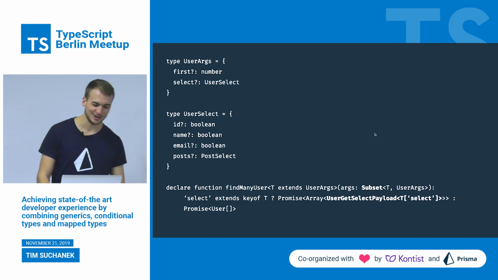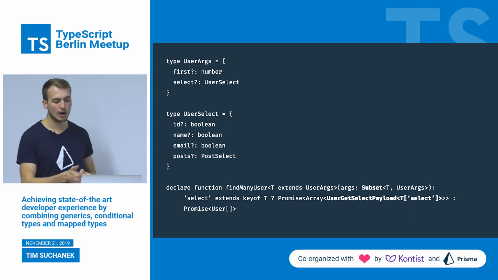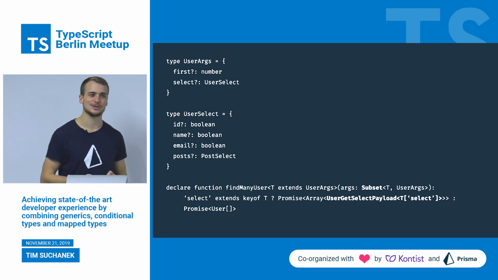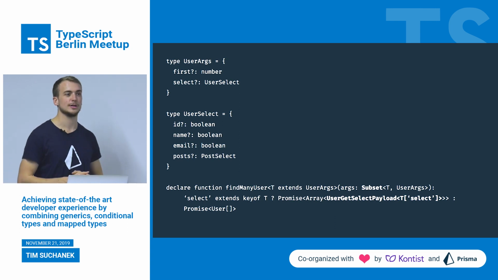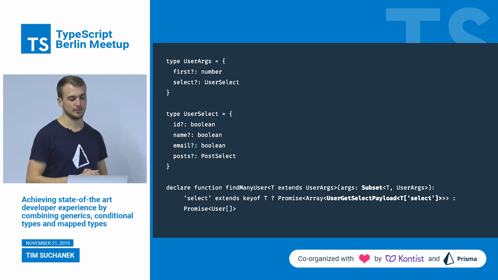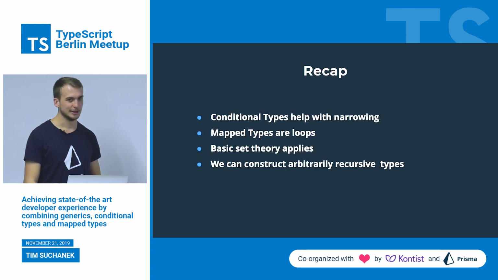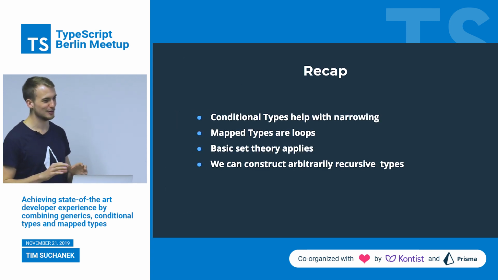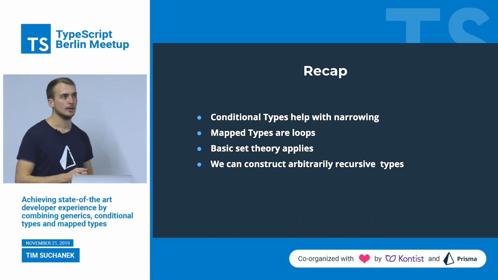Okay, so let's go back to the original definition that we had here. We now dove into how this UserGetSelectPayload utility type works, and we basically just implemented a pretty nice API with type-safe database access. So this was a lot, and I hope I didn't lose too many of you. I know this was a lot to cover in a short amount of time.